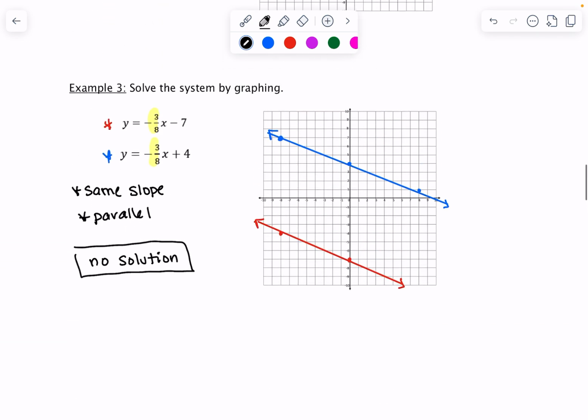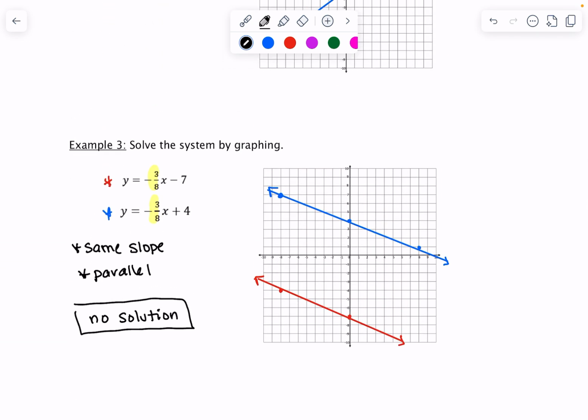And there we go. That's the lesson for 6.1. You're graphing lines, seeing where they intersect as an introduction to solving systems. Okay? Good luck on your practice.